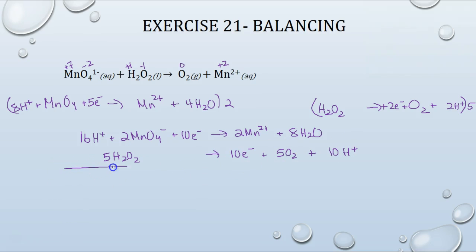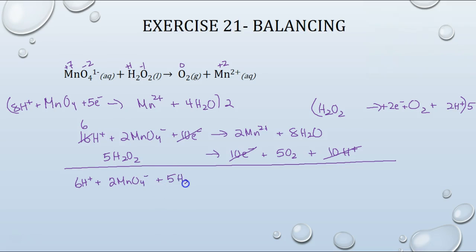Okay, so now we add them together. We can see the electrons are going away because they're 10 now. I see I have 10 H plus here, and I have 16 H plus here. So the 10 H plus are going to go away, leaving me with 6 H plus. Anything else? All right, good. So we have 6 H plus, 2 permanganate, plus 5 peroxide, yielding 2 manganese 2 plus ions plus 5 oxygen plus 8 water.